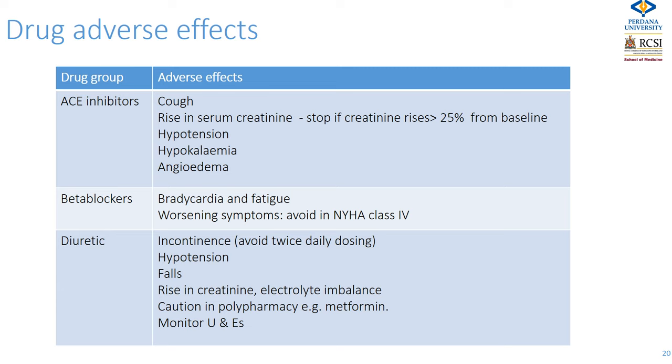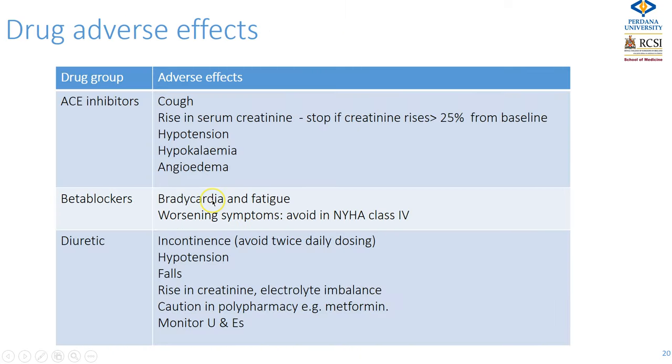So what about adverse effects? What are you looking for? Well, the classic adverse effects of ACE inhibitors: cough. There may also be a rise in serum creatinine, and you may need to stop the drug if it rises more than 25% from baseline. Some people will get hypotension with ACE inhibitors. It's rare if they're given as sole therapy, but if they're combined with ARBs, for which there is evidence in heart failure, it may lead to worsening hypotension. It may also cause angioedema, hyperkalemia, etc.